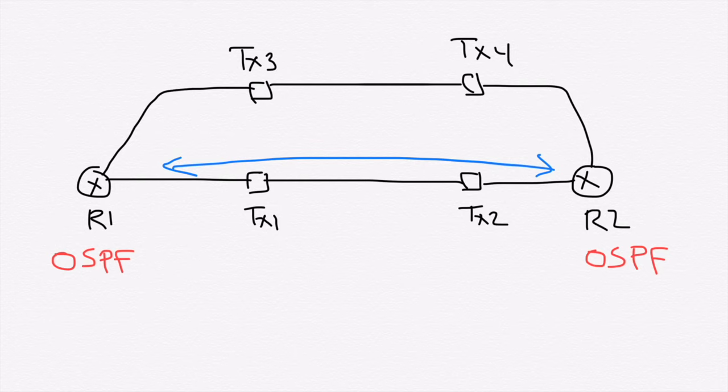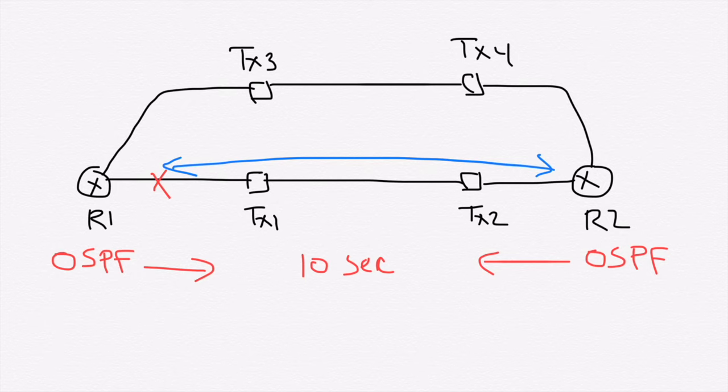If a local failure occurs between R1 and TX1, R2 is not able to immediately detect that there is a failure between R1 and TX1. OSPF can detect the failure by using the hello mechanism. OSPF periodically exchanges hello packets between peers, usually every 10 seconds. If there is a failure at the R1 side, the hello packets cannot be sent, and R2 will not receive them.